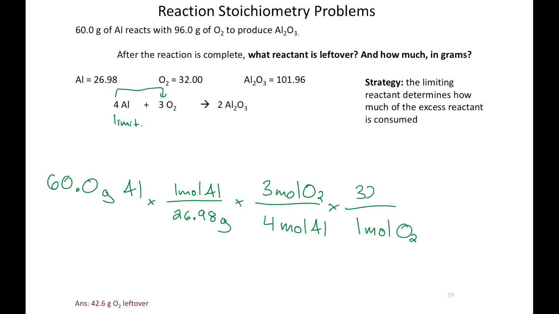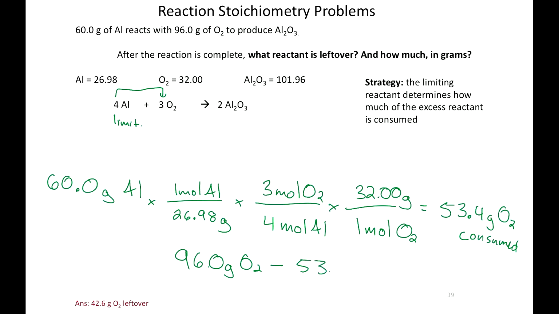So what is that? 32 grams, right? And so if you do that, you should get that 53.4 grams of oxygen is consumed. Is that my answer for this question? No, I did not ask you how much oxygen is consumed. I asked you how much is left on your cutting board after this chemical reaction. So to get our answer, how are we going to use that 53.4? Subtract it. So we're going to do 96 grams of oxygen minus 53.4, and that gives you 42 grams left over, right?